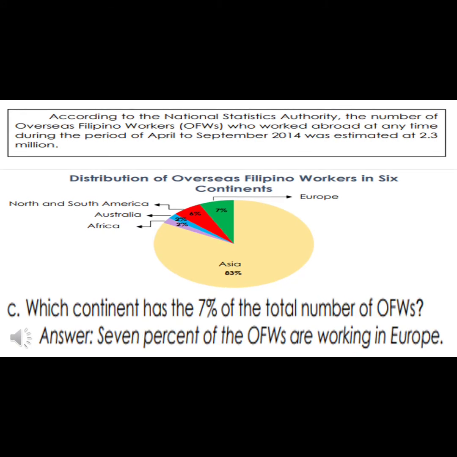Okay, we will go to question letter C. Which continent has 7% of the total number of OFWs? Looking at the graph, we can see that in Europe there are 7% of the total number of OFWs. So if we only look at the graph itself, all these questions will be answered immediately.